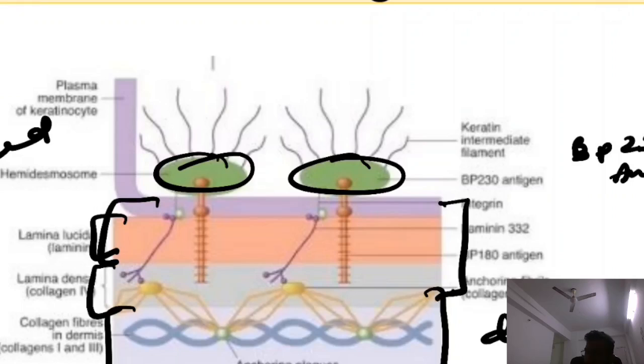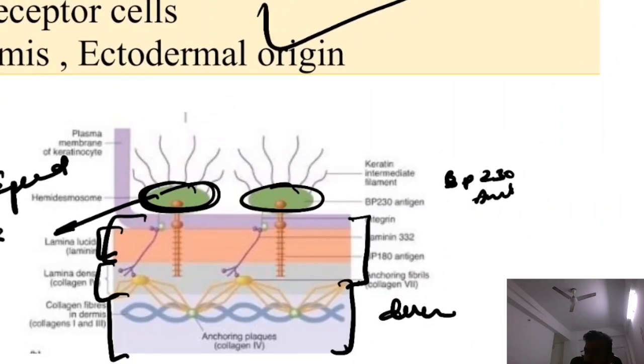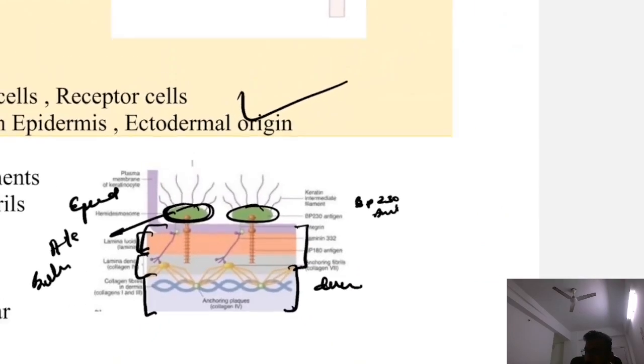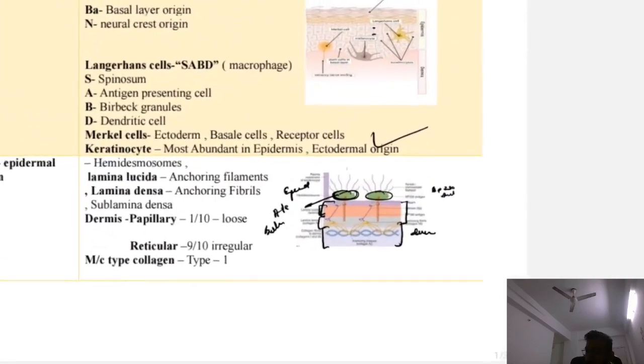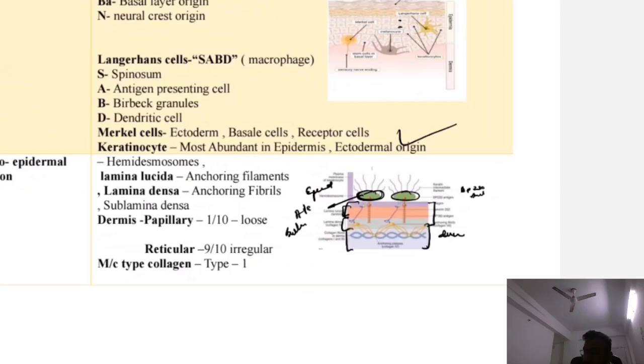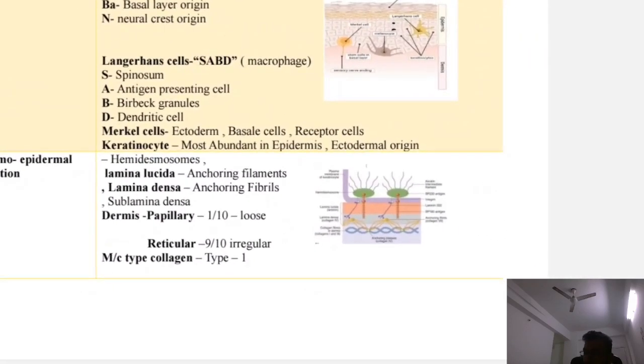If there are antibodies against the hemidesmosome, the disease is known as bullous pemphigoid. If antibodies are against the desmosome, then it is pemphigus vulgaris. If it is against the hemidesmosome, then it is bullous pemphigoid. It has layers: the hemidesmosome is present, then lamina lucida, which has anchoring filaments, and lamina densa, which has anchoring fibrils. Now the dermis.